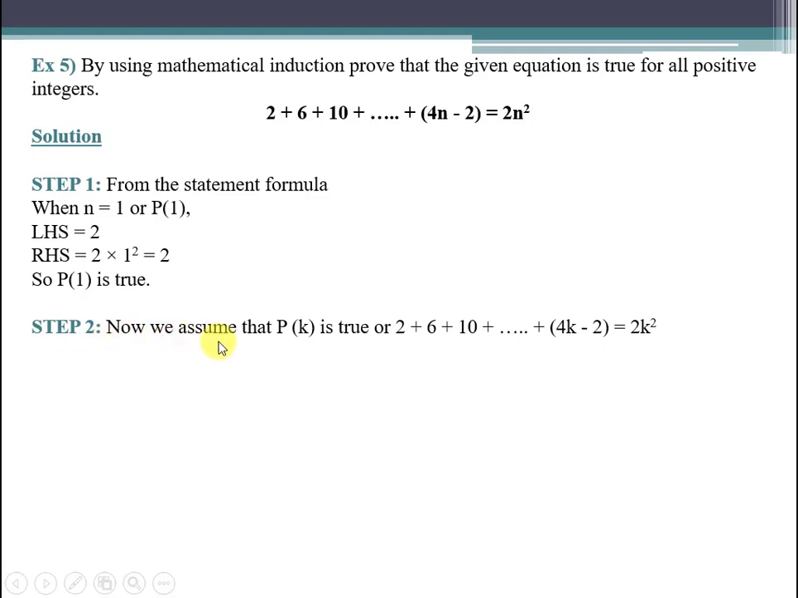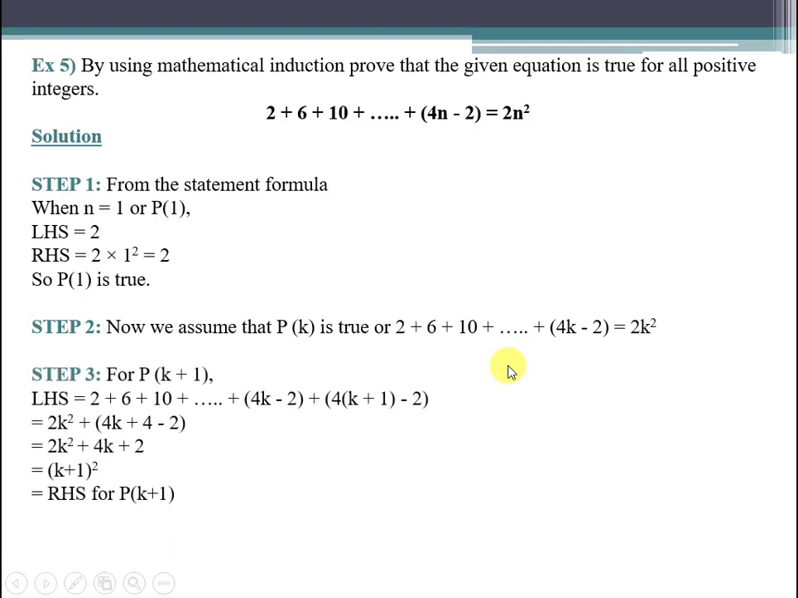Now step 2: we assume that Pk is true, so we rewrite our statement with k instead of n. And step 3: for Pk plus 1 we should prove it now. So the left hand side is equal to this one, 2 plus 6 plus 10 up to 4k minus 2, and we should add this new, last term, the k plus 1 term. So it will be 4 times (k plus 1) minus 2.